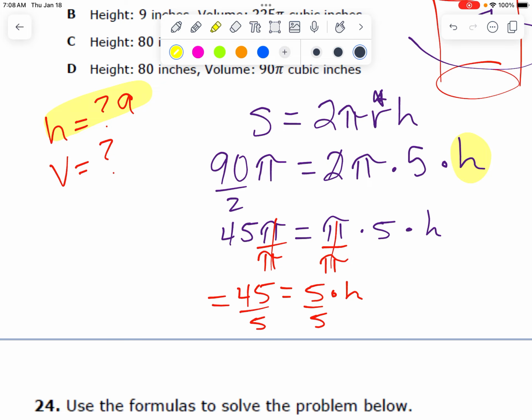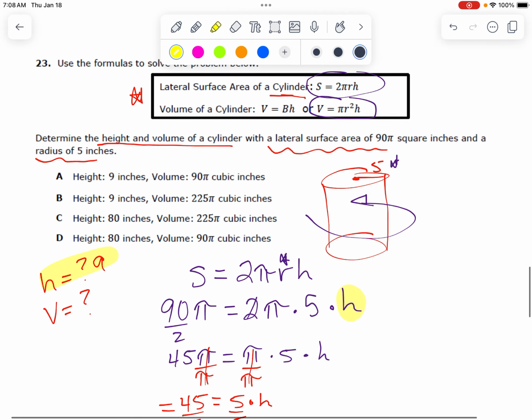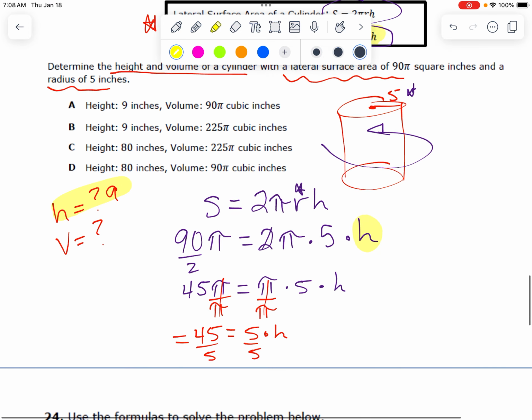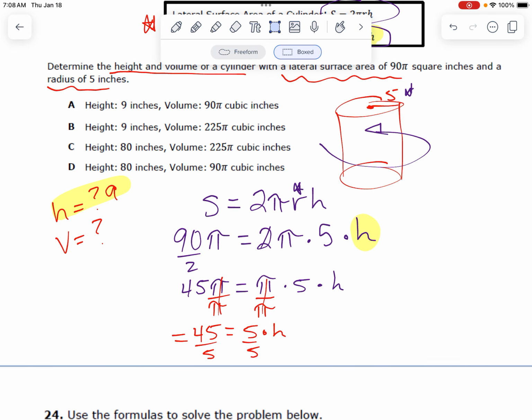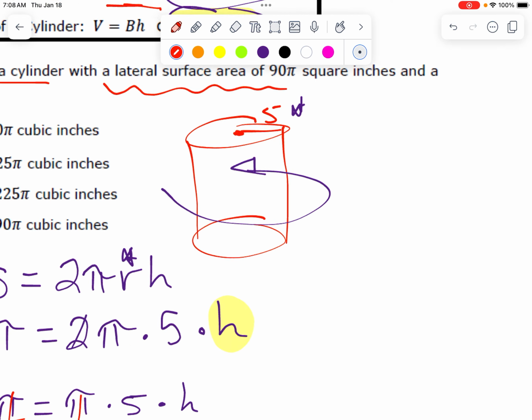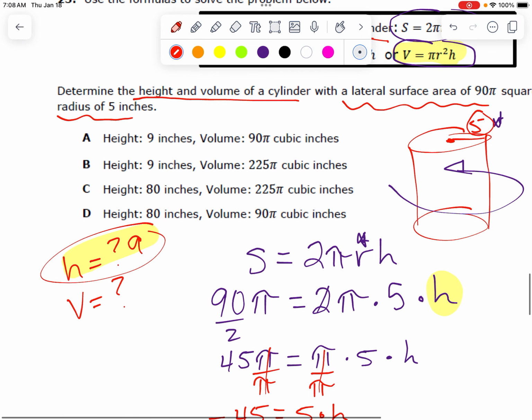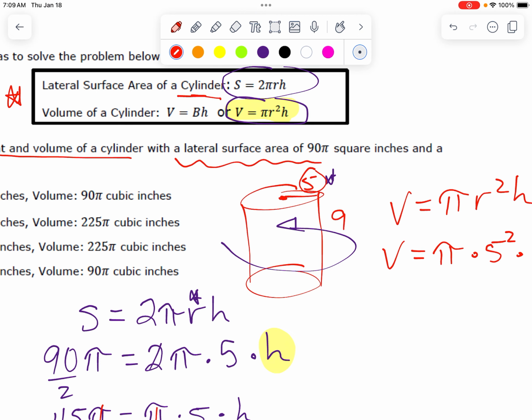It is 9. Once we have that, we can plug it into our formula here, because volume is pi r squared h. We have the radius, we have the height. Let's find the volume. So volume equals pi times the radius squared, that's 5 squared, times the height. We actually have the height here, right? It's 9. So the height of this cylinder is 9.